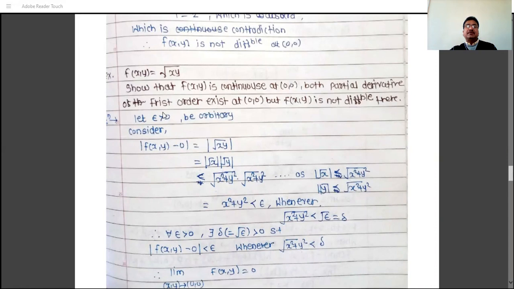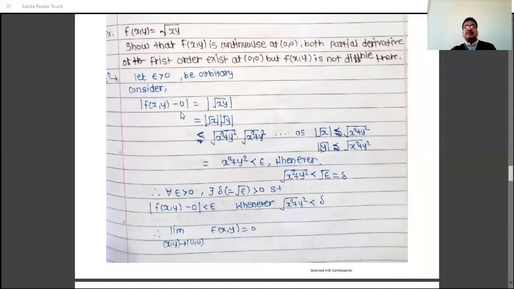So first we will show the function is continuous at (0,0). Actually, this is the proof that the limit of f(x,y) as (x,y) tends to (0,0) is 0. First we will show that the limit of f(x,y) as (x,y) tends to (0,0) exists and is equal to f(0,0), that is 0, because f(0,0) is root of 0 into 0, that is 0. So let epsilon greater than 0 be arbitrary.